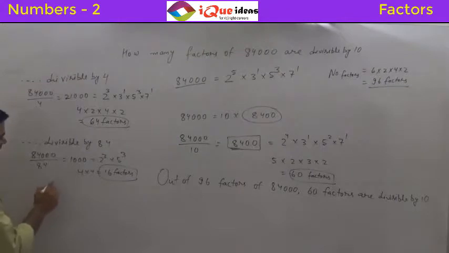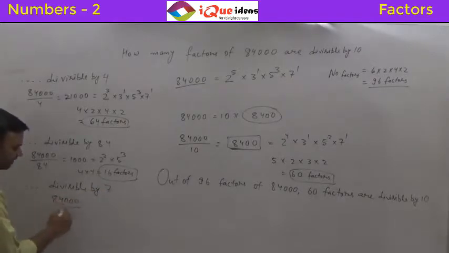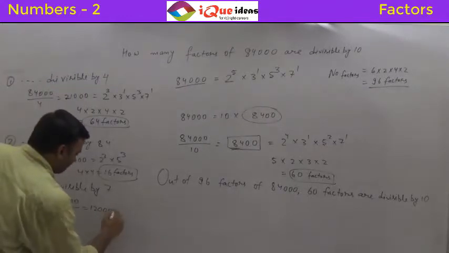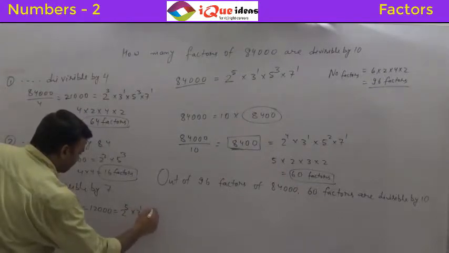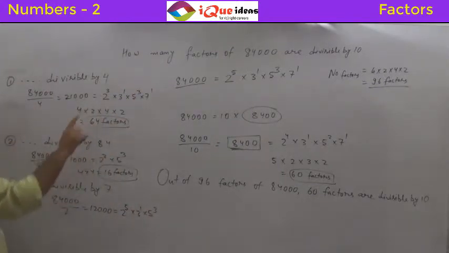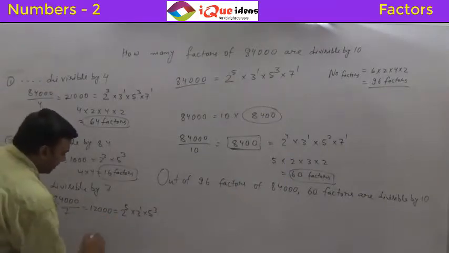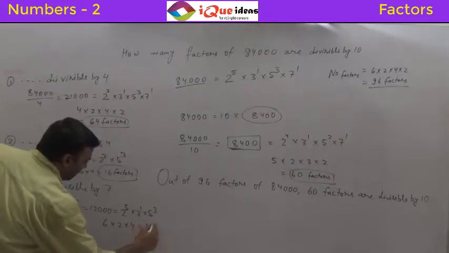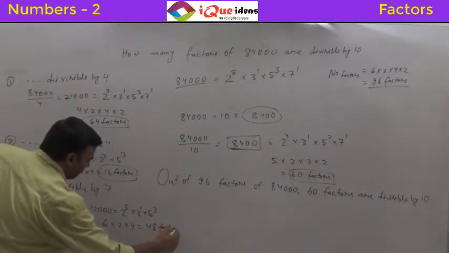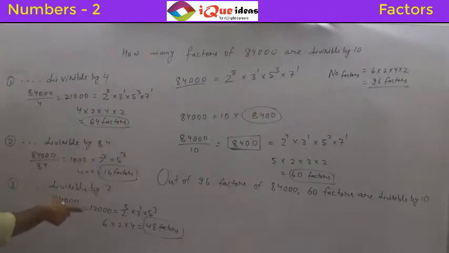How many factors are divisible by 7? So 84,000 divided by 7, we get 12,000. Factorize 12,000 and find the number of factors. It will be 2 to the power 5, 3 to the power 1, 5 to the power 3. Or from there we could have seen that only 7 will get cancelled out, remaining things will remain exactly the same. So the number of factors of this will be 6 into 2 into 4. That is 48 factors. That means out of those 96 factors, half of them, 48, are divisible by 7.